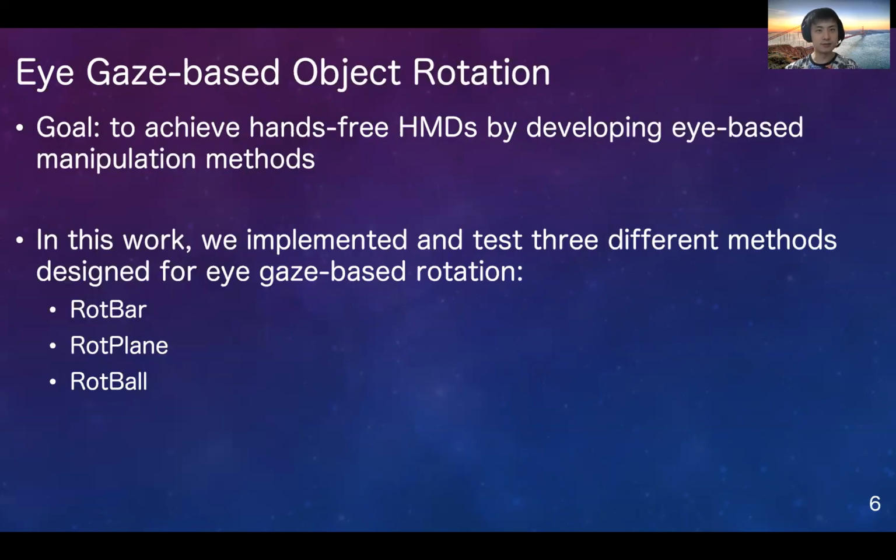So as a step towards hands-free interaction, this work mainly focuses on the development and evaluation of novel eye gaze-based manipulation methods. In this work, we implement and evaluate 3 different methods for achieving eye gaze-based rotation, which are called RotBar, RotPlane, and RotBall. I'm going to introduce them one by one.